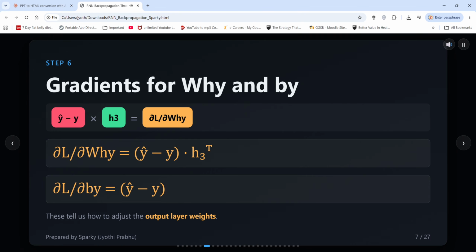Using this, we can now find the gradients for our output weights. The gradient for Wy is y-hat minus y, multiplied by h3 transpose. And the gradient for the output bias is simply y-hat minus y.